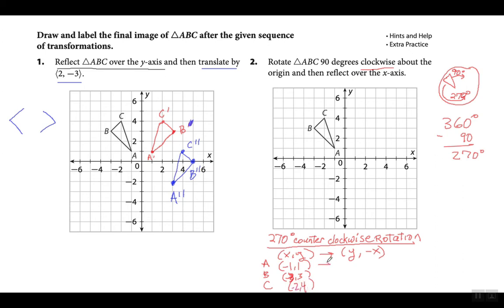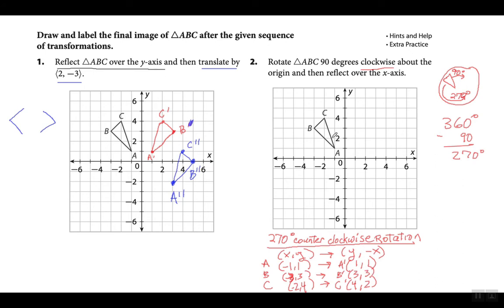Okay, so when I apply this rule, A prime is going to be at +1, +1. B prime, that says -3, +3, so it's going to become +3, +3. And C prime, that says -2, +4, it's going to become +4, +2. All I'm doing is switching the places of the x and the y, and when you put the x in the back, it's got to change to the opposite sign. So -1 became +1, -3 became +3, negative 2 became positive 2.